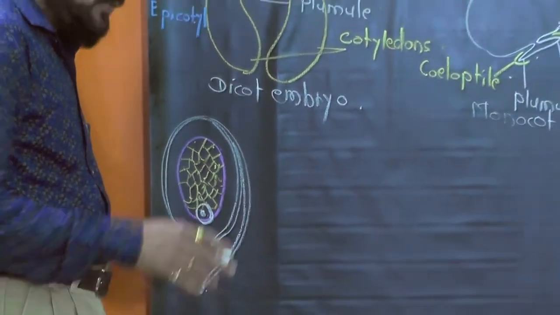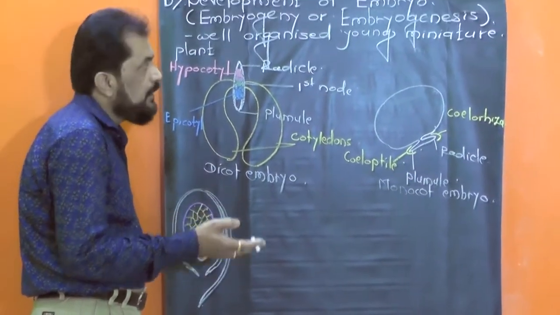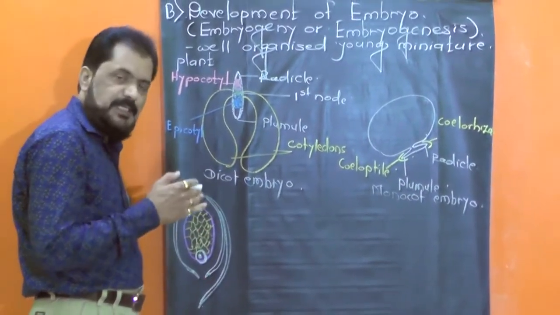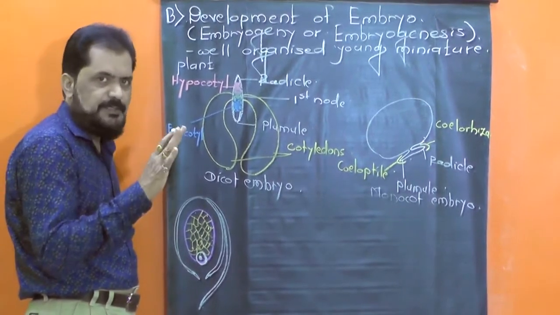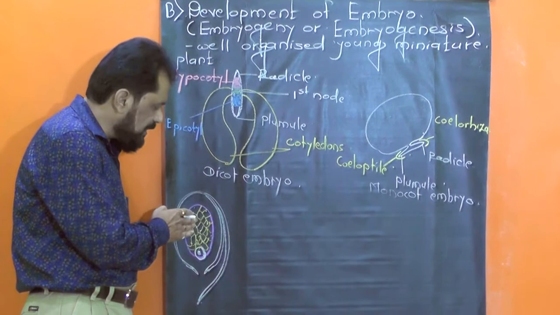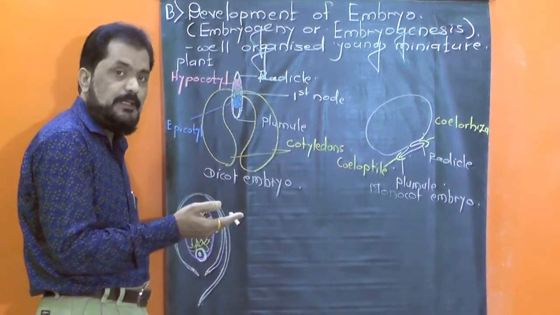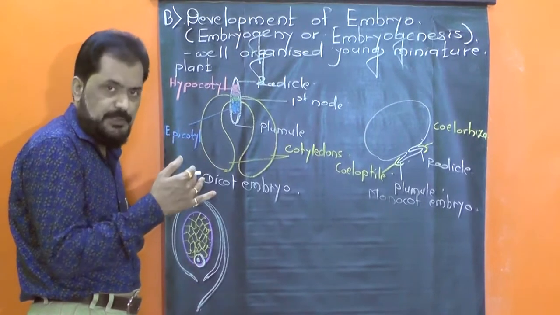Actually, the development of endosperm and the development of embryo in angiosperms take place simultaneously. Try to understand. In angiosperms, the development of endosperm and the development of embryo from this zygote take place simultaneously.